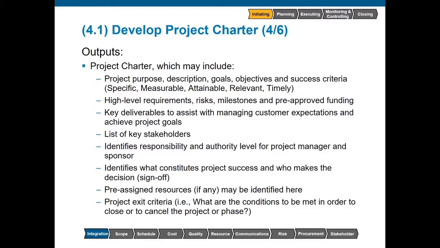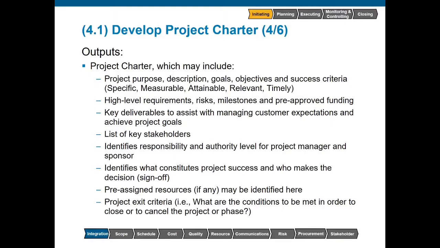We may try to decide upon a key deliverable to assist with managing customer expectations and achieving project goals. We may identify key stakeholders. And obviously, we will continue to identify other stakeholders, but we can definitely start with the ones that we know have a lot of influence.